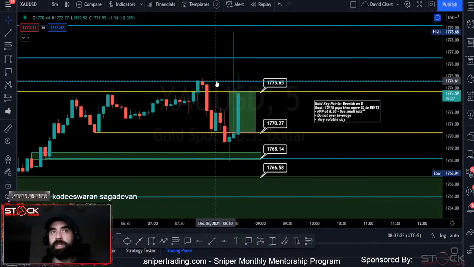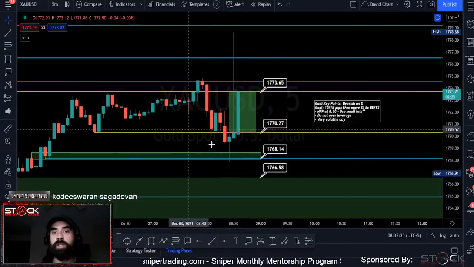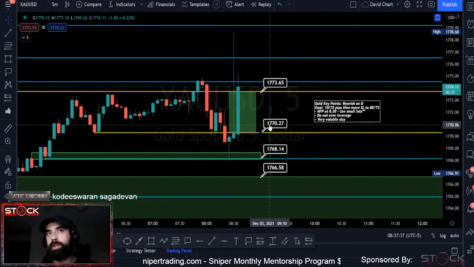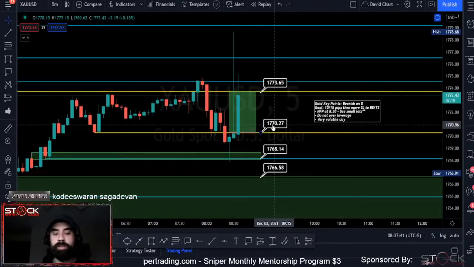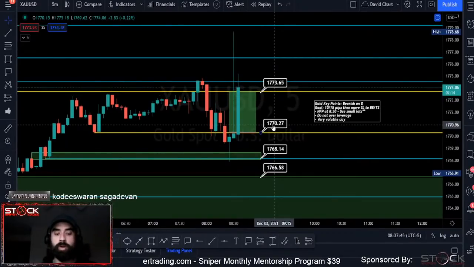Remember I talked about filling wicks here. Did anyone take buy stops at 1770? My group right now is all blues. Okay, good.